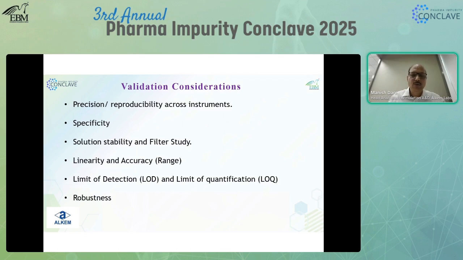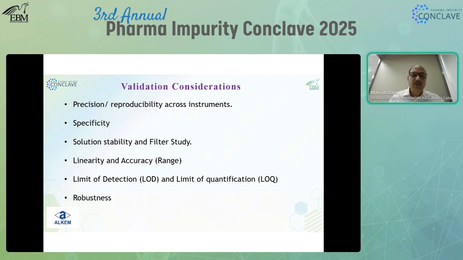Once it is made known, we have to perform the complete validation using all these parameters: LOD and LOQ need to be established for this particular impurity, solution stability, specificity, precision, and robustness. Apart from that, method transfer is also very important. If we are going to use this method in a CMO or any quality control department, and we do the validation at site, that is also okay.